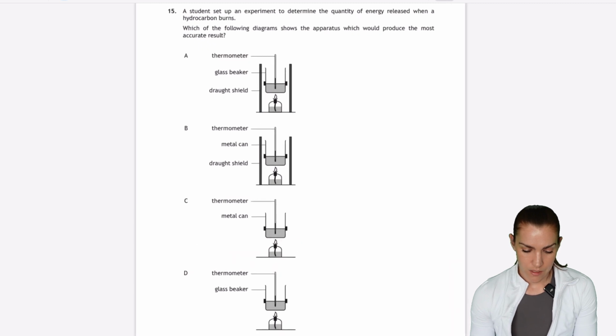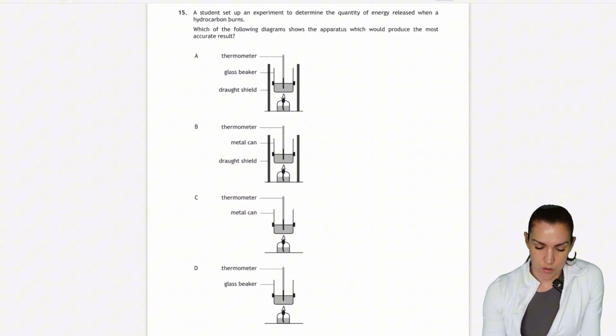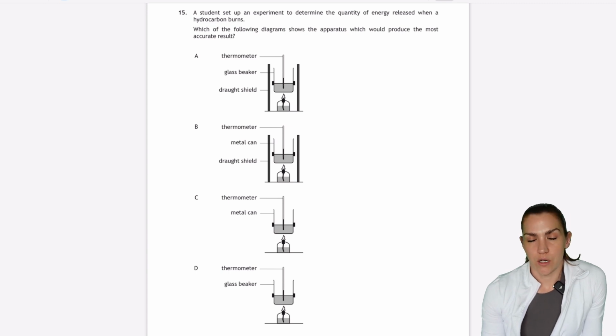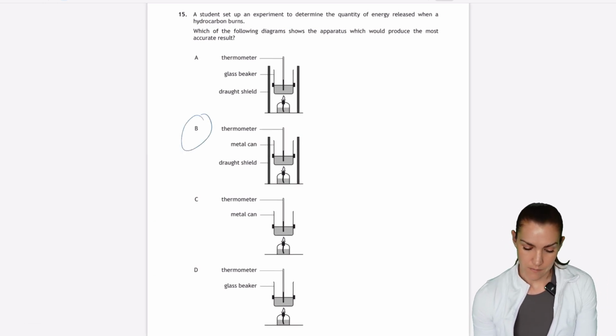So then question 15, energy from fuels experiment. The apparatus setup that will produce the most accurate result is where you have your copper or metal can, because that's a better conductor of heat, so more heat will be conducted into the water, and where you have the draft shield so that it minimises heat being lost to the surroundings. So that would be B.